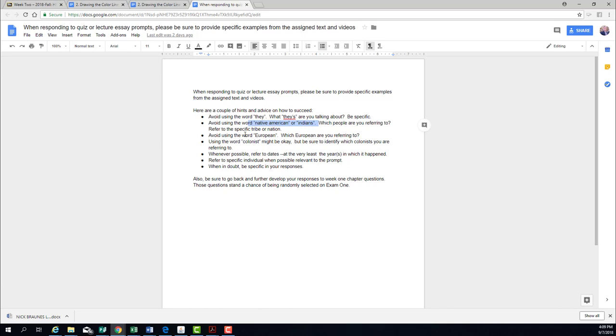Again, avoid using the word European. Which Europeans are you referring to, right? It's okay to use the word colonist, but which colonists are you referring to? Are you referring to Spanish colonists, English colonists? Are you referring to people from the Carolinas? Are you referring to English colonists from Virginia? Are you referring to English colonists from Pennsylvania? Right? Be specific. When possible, this is a history class, refer to dates, right? At the very least, refer to the actual years in which you're talking about. And so, yes, always make sure that after your response you have a year plugged in, and try to be as specific with that as possible.